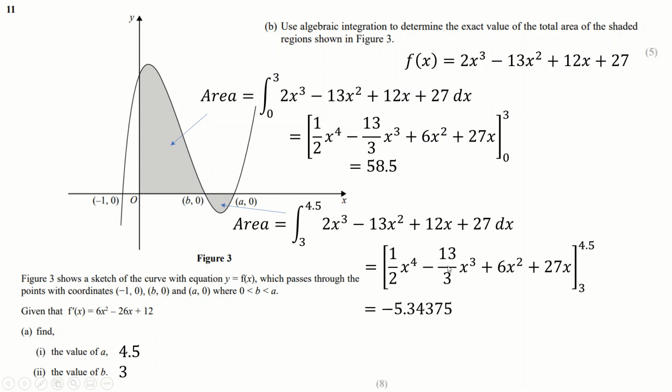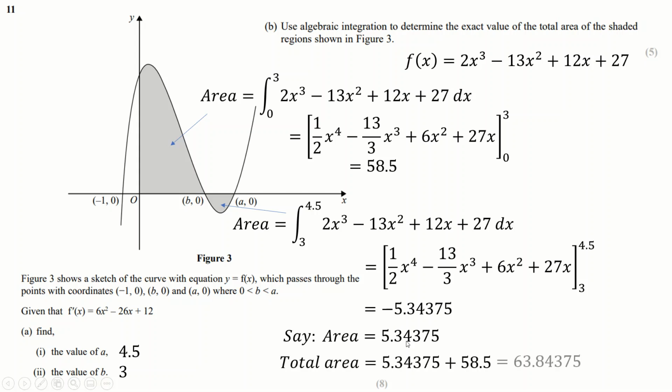But anyway, you put 4.5 in, and then take away what happens when you put 3 in, and you get this. Now, again, that's a negative number because it's below the axis. So to find the total area, I just need to pretend that this gave me a positive number and then add this to that. So add this and that together, and I'll get this, and that's my final answer here.